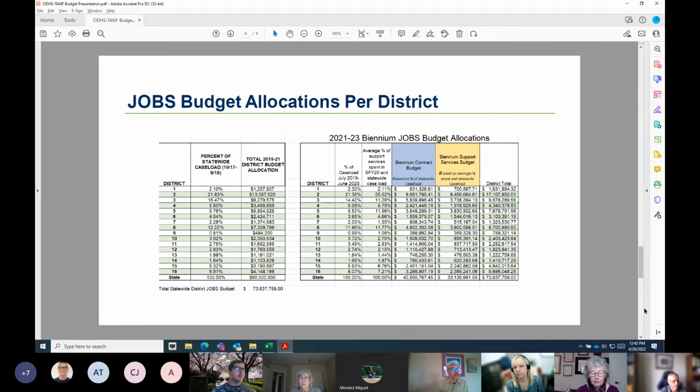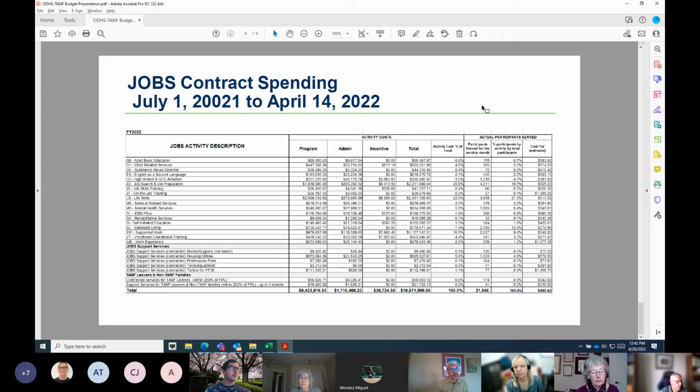I did already go over the allocation and how we get to those numbers. This last one, we have 80 different contracts throughout the state. Each of the districts works on a local level. Most of our contracts are very locally based in the TANF jobs program.